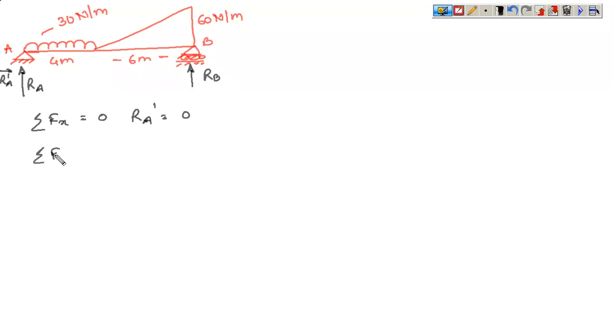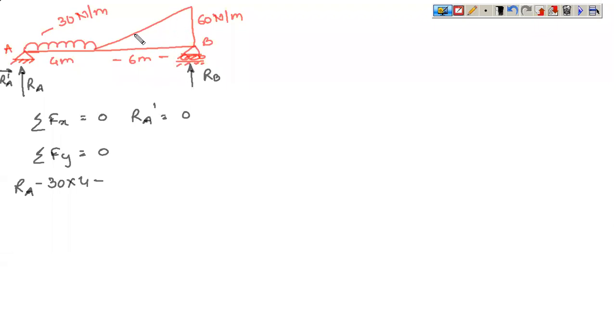Now if you write down sigma Fy is equal to 0, what do you have? RA is in positive y direction, so this is positive. Now this is minus 30 into 4. Why minus 30 into 4? Because this is acting in downward direction and the total magnitude of load is 30 into 4. 30 Newton per meter is the load intensity per unit length. So the total load is load intensity multiplied by the total length of application. Minus, this is also acting downwards.